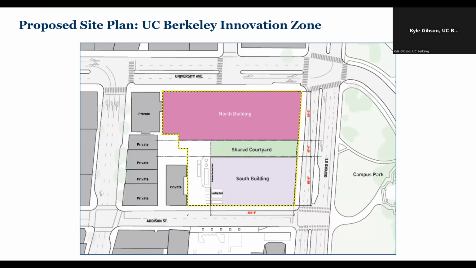This is a site plan, and I would point out, obviously, there's the south building, the shared courtyard, and the north building. I would point out that delivery and loading to the west of the south building is accessed on Addison, and this access would provide service vehicle and loading access to both buildings.